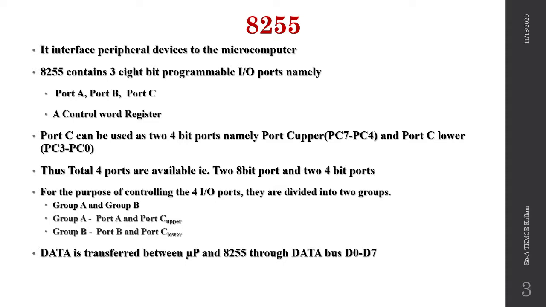So totally 4 ports are available, two 8-bit ports and two 4-bit ports. For the purpose of controlling the IO ports, there are two groups, Group A and Group B. Group A contains port A and port C upper. Group B contains port B and port C lower. Data is transferred between the microprocessor and 8255 through data bus D0 to D7.